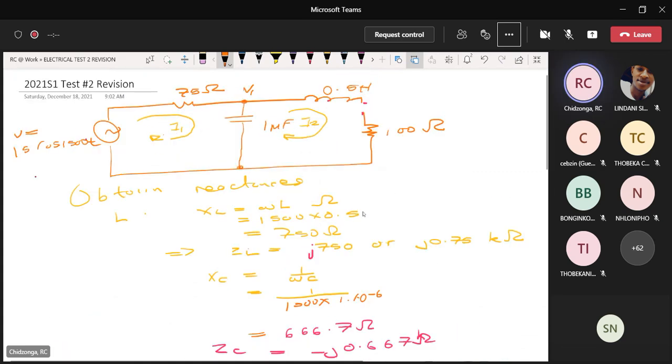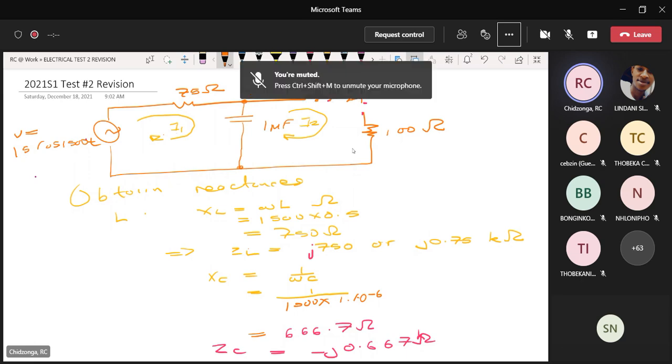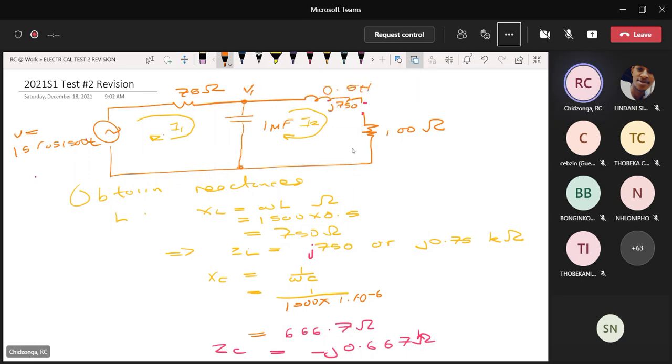So you can now go back to your circuit, and here you can indicate this as j750 ohms. This you can indicate as minus j666.7.